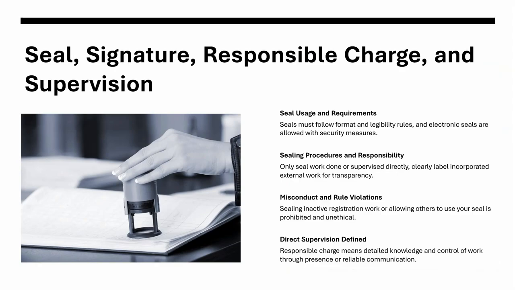So, let's talk a little bit about our seal, our signature, and responsible charge. Once you seal it, you own it. And TBPELS rules lay out both how to seal and what sealing means. So, seal specs and use. Your seal format and legibility requirements are in Section 138.31. Pre-printing blank forms with the seal or using decals is strictly prohibited. Electronic seals and signatures are permitted, but you must protect them and notify TBPELS within 30 days if they're lost or compromised.